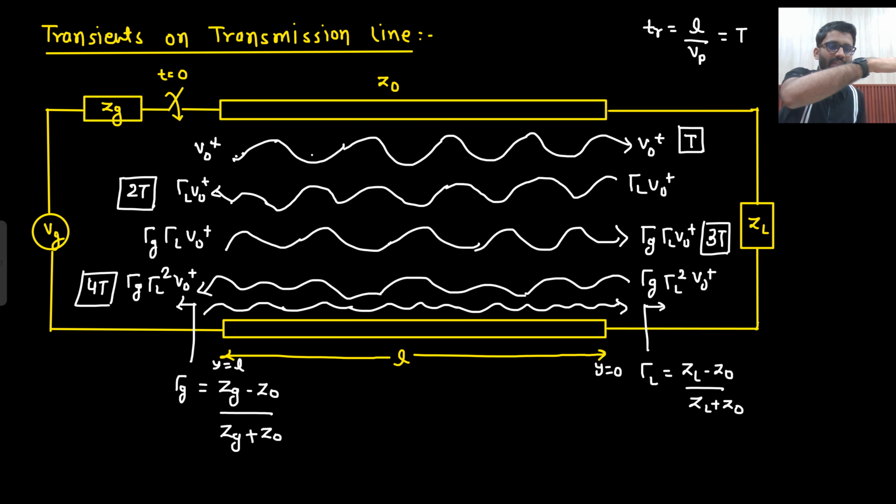First V naught plus came, then at time T the reflected wave was also there. So both of these were there at time T. At time 2T this reached here, and at time 3T another wave started from here and reached here. If I ask you the wave at time 2T, it will be the same, because at 2T you have only these two waves.